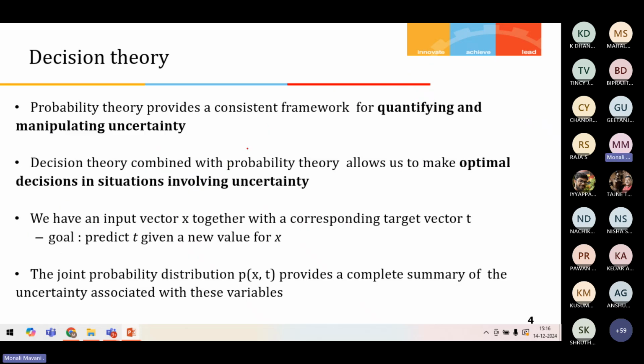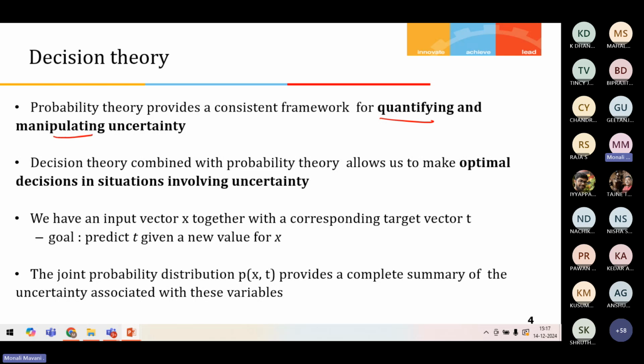Okay, first, some decision theory. What is decision theory? How will it help? Probability theory is very important. Why are you learning the ISM course? Why are you learning probability in such detail? Because it's very, very important in our machine learning, deep learning, and natural language processing algorithms. It helps in quantifying and manipulating uncertainty, that we know.